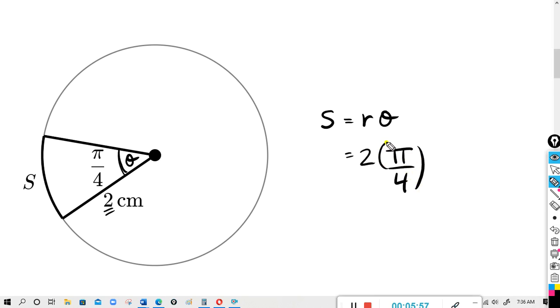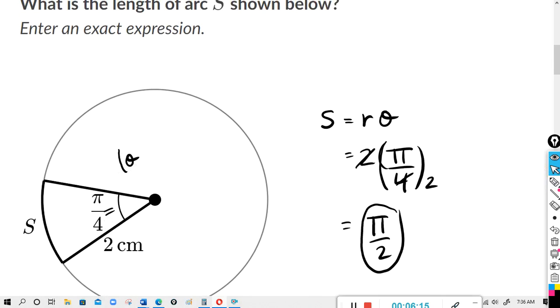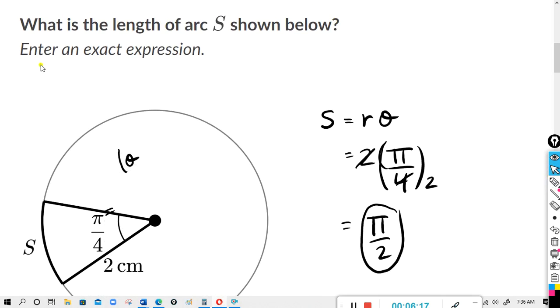All right. So it's 2 times pi over 4. And reducing that fraction, 4 divided by 2 is just 2. So we're left with pi over 2. That's the arc length. Okay? You don't need to plug in 3.14. It says enter an exact expression, so you leave pi alone.